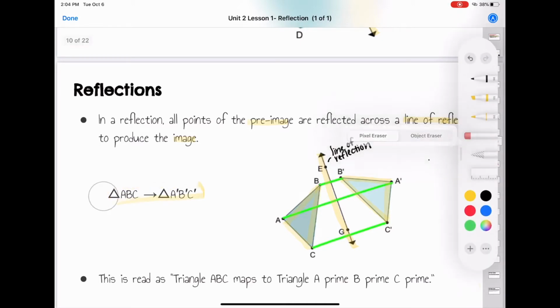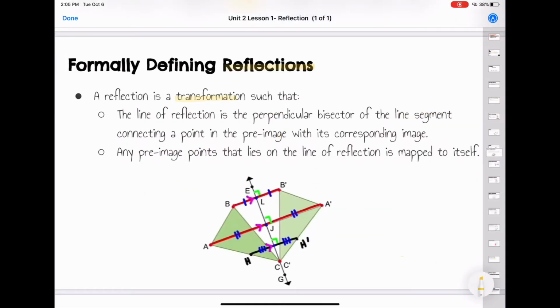This notation tells us that triangle ABC is reflected by this arrow to triangle A prime, B prime, and C prime. A reflection is a transformation such that the line of reflection is the perpendicular bisector of the line segment connecting a point in the pre-image with the corresponding point in the image. For example, we have here one point in the pre-image and we have here one point in the image.